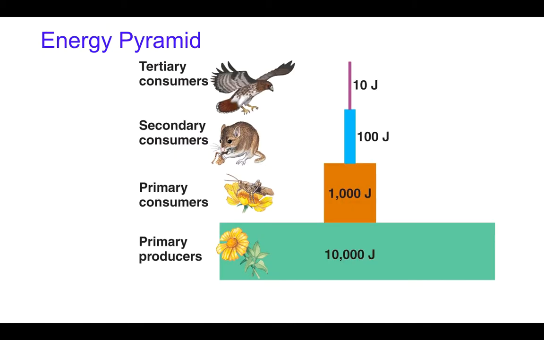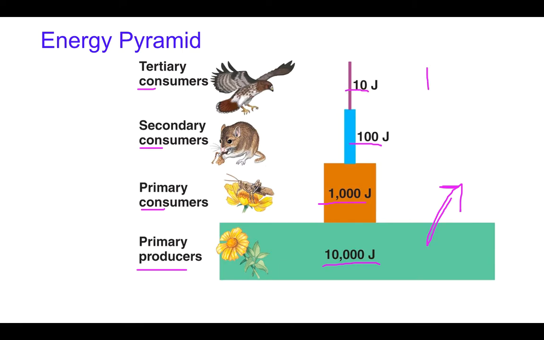I want to talk about the energy pyramid, and these are the terms that the book uses. We have primary producers on the bottom, primary consumers, secondary consumers, tertiary consumers. As I mentioned before, at each one of these levels, heat is lost or leaves the system. And therefore, even though this flower has 10,000 joules of energy, when the grasshopper consumes the flower, it doesn't get all 10,000 joules, it only gets 1,000 joules. When the mouse eats the grasshopper, the mouse only gets 100 joules. When the mouse gets eaten by the hawk, it only gets 10 joules.